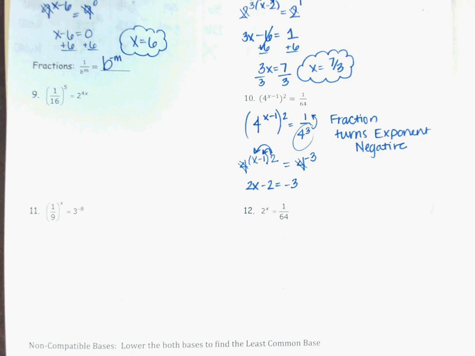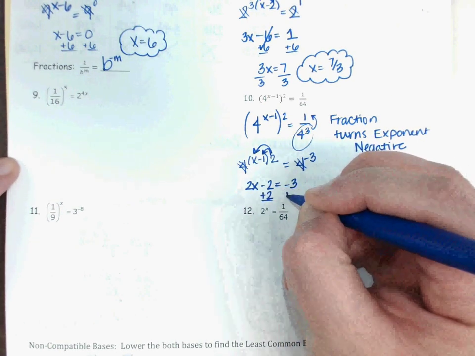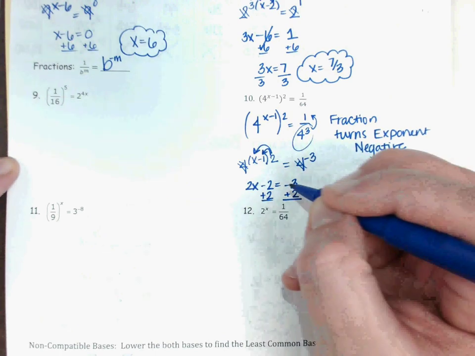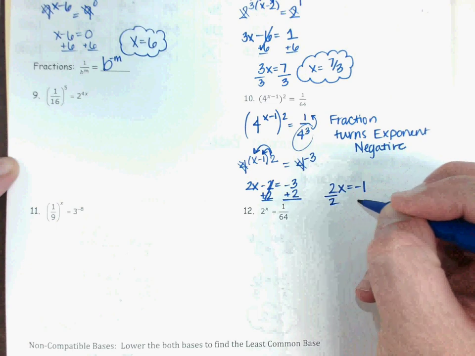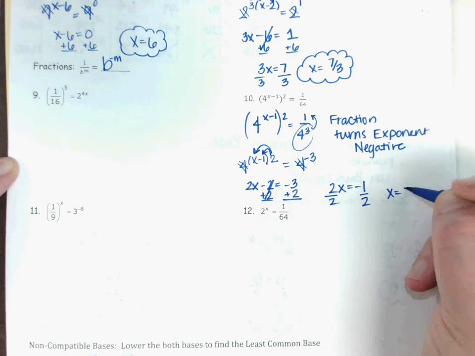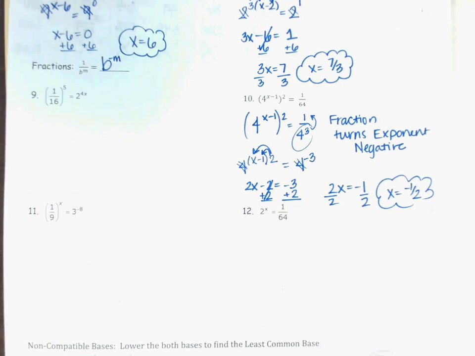Then from there, how do I get rid of a minus 2? Plus 2. Negative 3 plus 2 gives me negative 1, then divide by 2. And negative 1 won't divide by 2, so I'm just going to leave it as a fraction. Make sense?